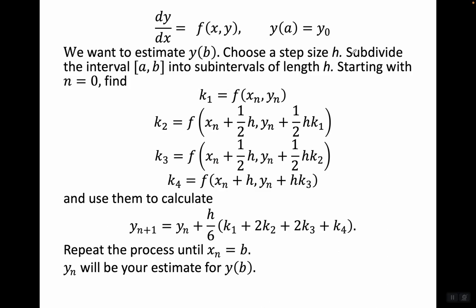Here's what we do with it. Starting with x0, find these. k1 equals f of x sub n, y sub n. k2 equals f of x sub n plus 1/2 h, y sub n plus 1/2 h k1, etc. And use them to calculate y sub n plus 1, which is y sub n plus h over 6, k1 plus 2k2 plus 2k3 plus k4. Repeat the process until x sub n equals b, and then y sub n will be your estimate for y of b. If it looks complicated, that's because it is.